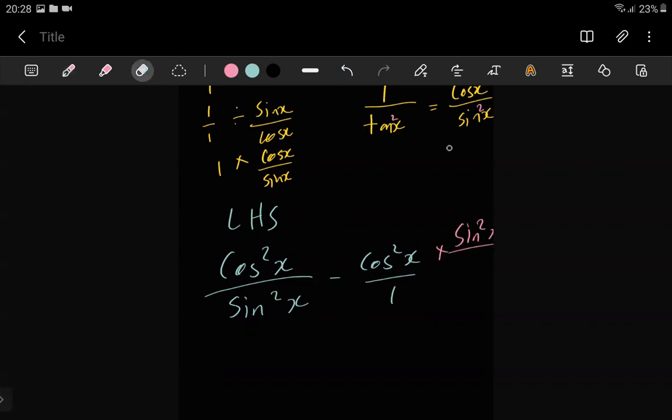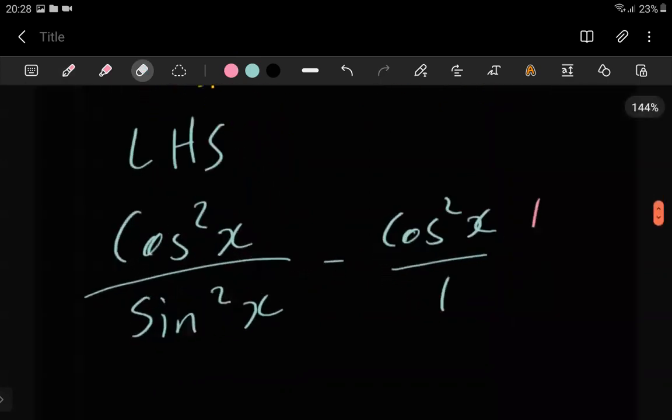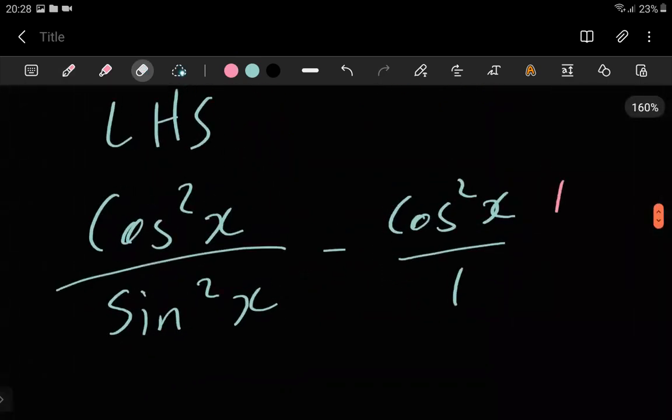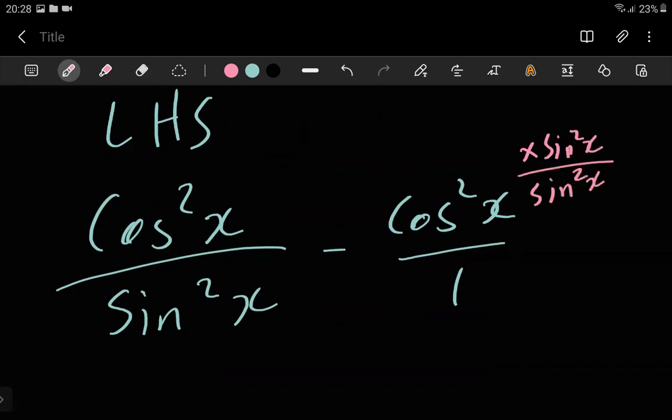Whoa, what's going on here? Ran out of space is what happened. I'm writing so big though. Let me just try and get some space here. So times sin squared x over sin squared x.